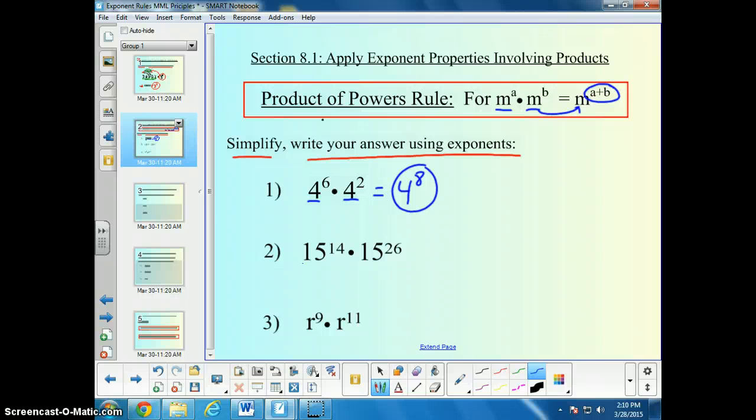No matter how big the number is, 15 to the 14th times 15 to the 26th, I can just add the exponents together and keep that same base, and that would be 15 to the 40th. And same thing, even if my base is a variable, r to the 9th times r to the 11th, that is the same as simplifying that and writing r to the 20th power.